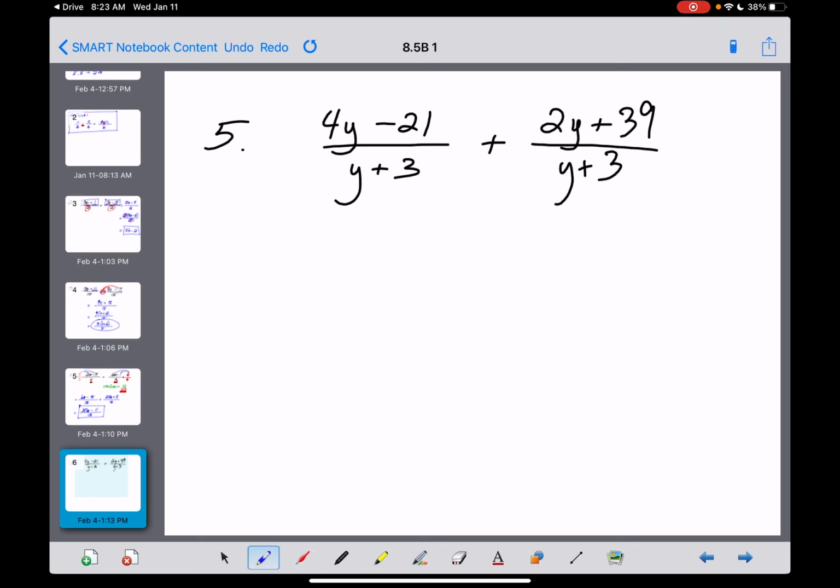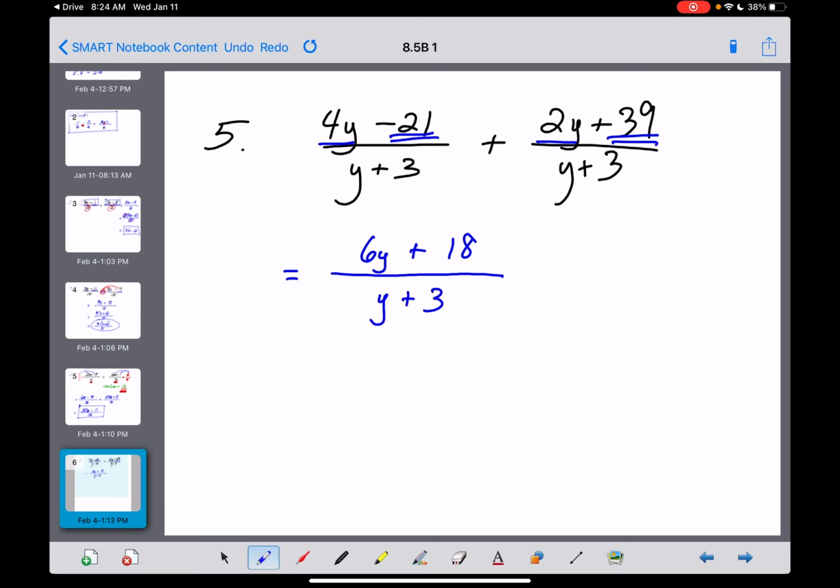And at first glance, this problem looks easier than the one we just did. In fact, it probably is. Why? Because the two fractions that we're adding already have a common denominator. So we need more practice at finding that, but we're not going to get it on this problem. Okay, we have a common denominator. Let's go ahead and add our numerators. 4y plus 2y is going to give us 6y here. And then we have constants, a negative 21 and a positive 39. So that's going to be plus 18 all over y plus 3.